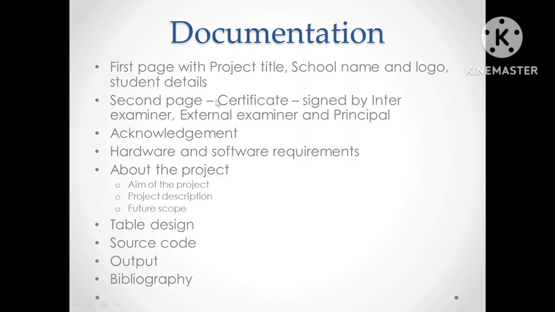After this, the second page will contain the certificate. For the text that is required for the certificate, you can get from internet. This is to certify that this project is the original work done by student name, roll number, and all that will be mentioned here. Even if it is a group project, the documentation has to be done separately by each student. This content will be the same, but the student detail, that is the roll number and the name of the student, it has to be individually done for every student.